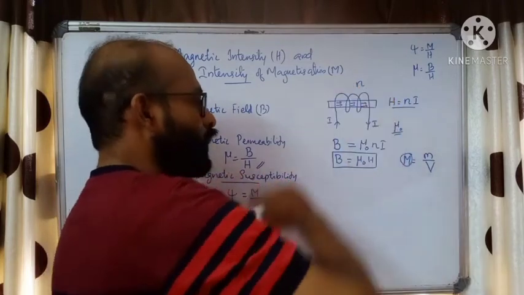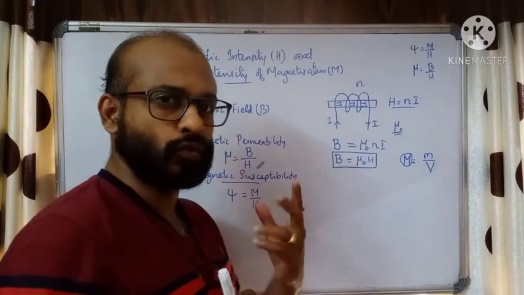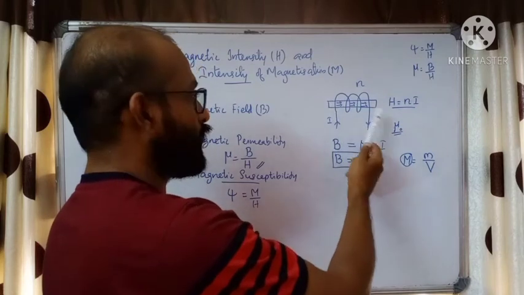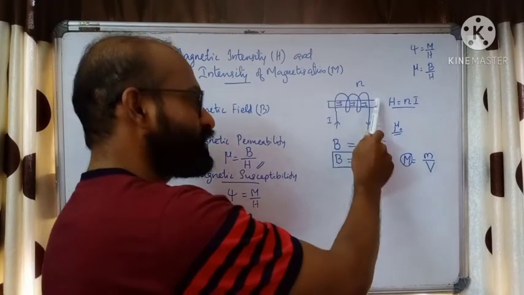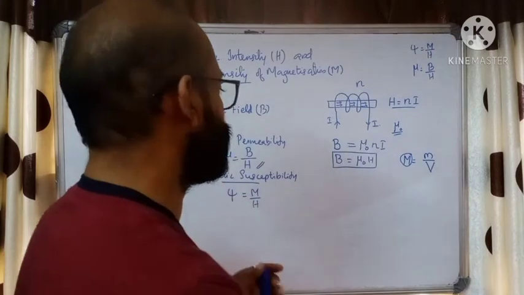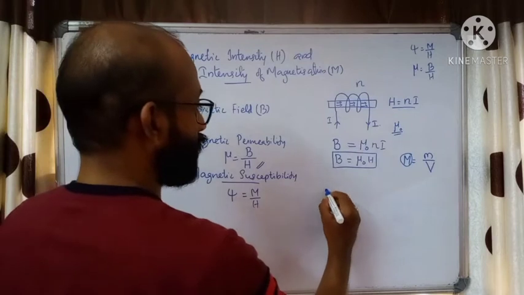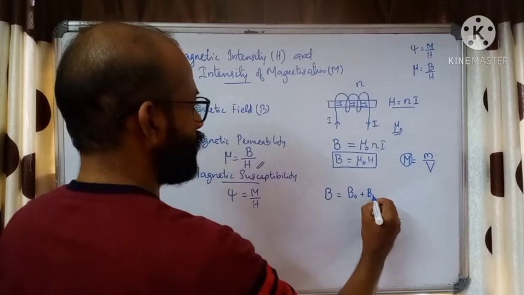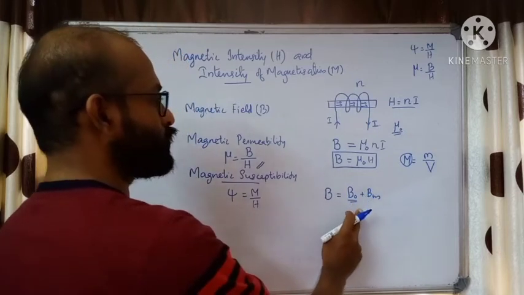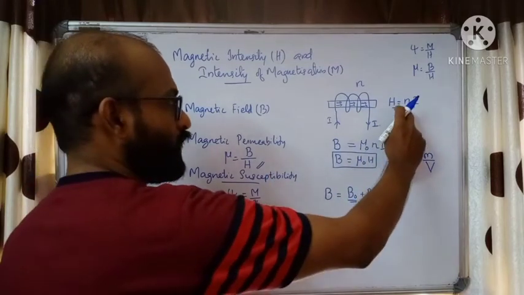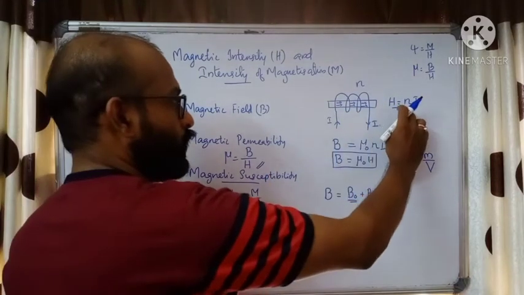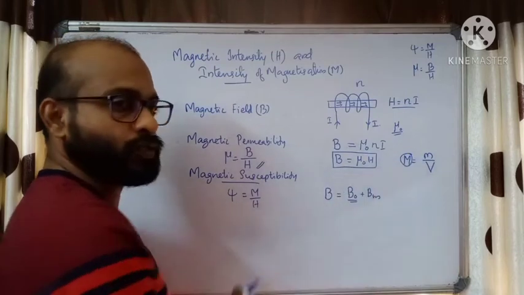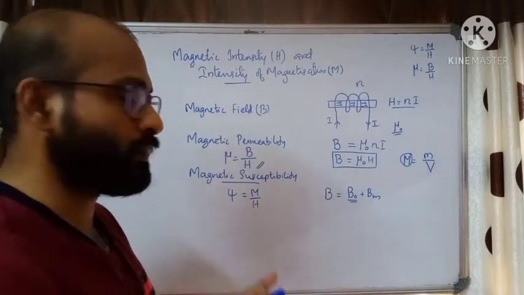So inside the solenoid, along the axis, there are two magnetic fields. One magnetic field is produced by the current carrying solenoid. The second one is the magnetic field due to the magnetized material. We can write it like this: the net magnetic field B inside depends on B0 plus B. What is B0? B0 is the field produced due to the current in the solenoid. You can say it is proportional to N into I. And the second one is the magnetic field due to the magnetization, because the material is magnetized, that also can produce a magnetic field.